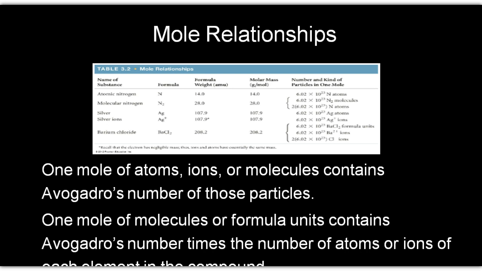Looking at some of these, it just kind of makes a comparison of different types of substances, compounds, and what their formula weights would be.